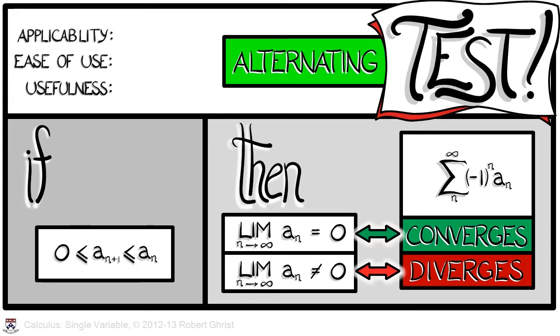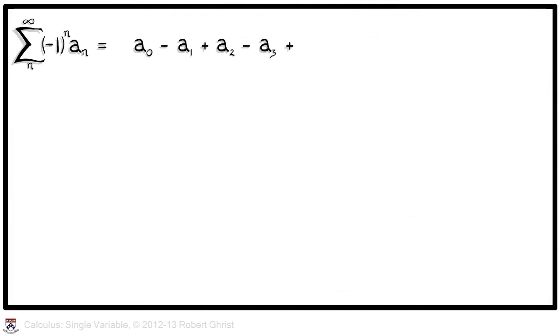Now, the bad part of this test is it's not very applicable. You must have an alternating series with decreasing terms. However, this test is as easy as can be, and because of the ubiquity of alternating series, it's really quite useful. How can it be that we get such a strong result for this test?